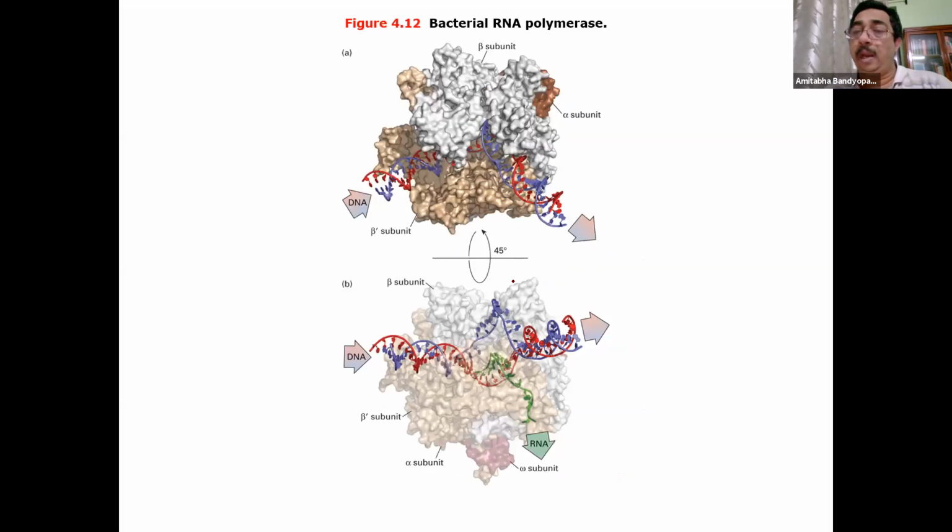So this is a bacterial RNA polymerase, a very large protein complex of 5 subunits. There are 2 alpha subunits, 2 beta subunits, and there will be a sigma subunit. The sigma subunit is there only for starting the transcription. After that, it falls off. The elongating RNA polymerase is not supposed to have the sigma subunit.